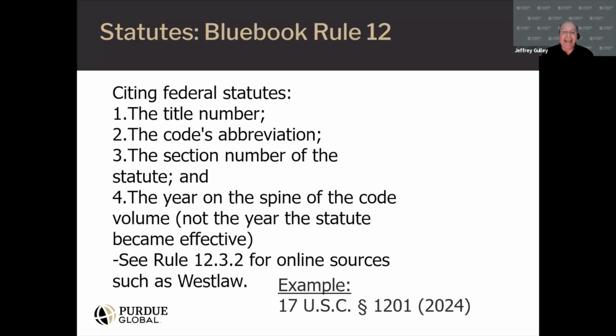And how do we cite statutes? Well, we go to Bluebook Rule 12. Bluebook Rule 12. And you can see the example at the bottom, okay? The title number, the code's abbreviation, the section number of the statute, and the year of the spine of the code volume, not the year the statute became effective. So the example at the bottom of the slide here is 17 U.S. Code, Section 1201, and the current year 2024.